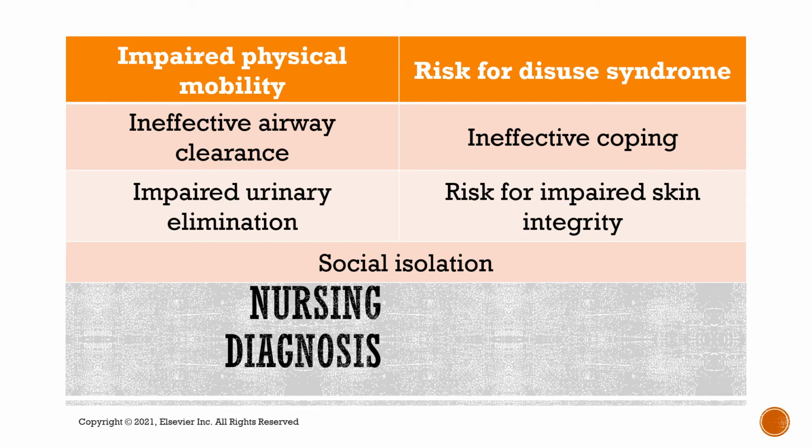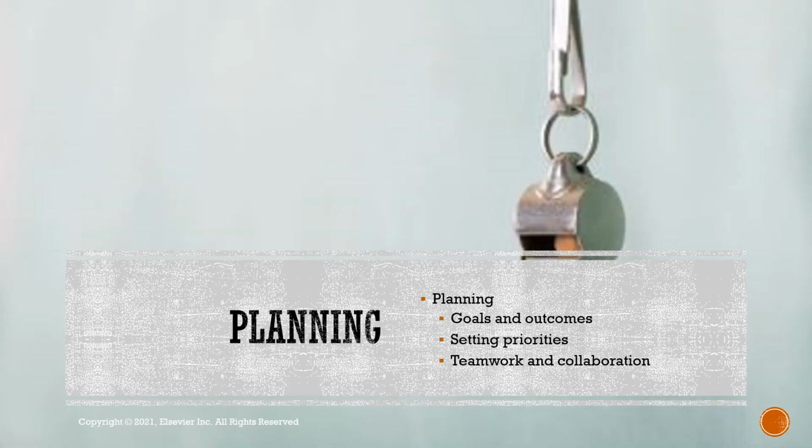So here's some nursing diagnoses that you might use for a patient who has impaired physical mobility or is at risk for disuse syndrome. So now we need to plan our care. We need to set reasonable goals and outcomes. What are the priorities? And then use teamwork and collaboration to help us attain those goals and outcomes.